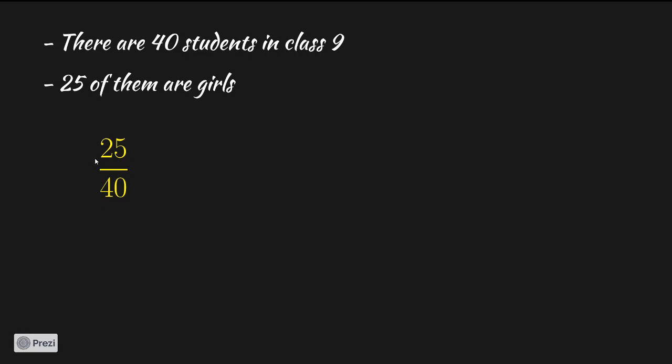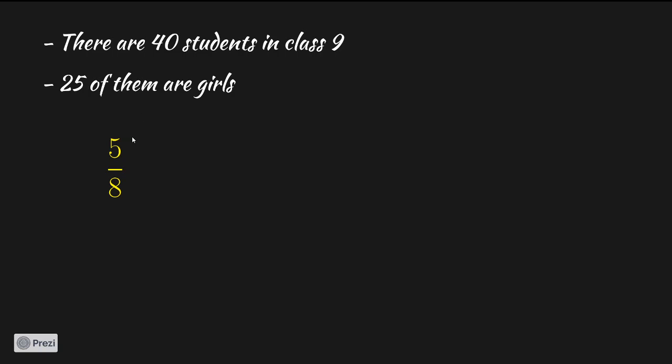And looking at it, I know that I can simplify this fraction. So let me simplify it. 25 divided by 5, that will be 5, and 40 divided by 5, that will be 8. So I get the fraction 5 by 8. So this is my simplest ratio.